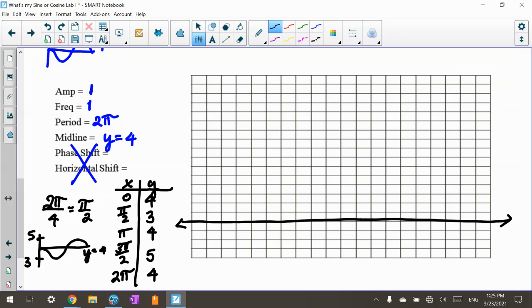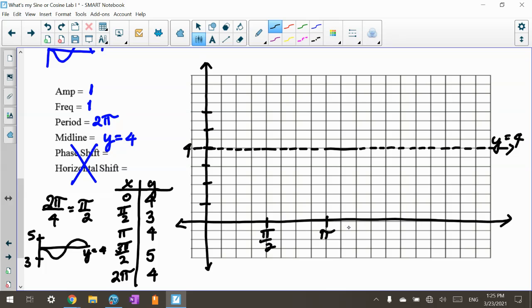So here is y equals 0. I'm going to set up this right here. All right. And I'm going to count every 2. 1, 2, 3, 4, 5, 6. So here's 1, 2, 3, 4. That is my middle, so I'm going to do a dotted line here. So that's my middle, okay? Y equals 4, okay? Now I have to count. So I got 1, 2, 3, 4 is pi over 2. 1, 2, 3, 4 is pi. 1, 2, 3, 4 is 3 pi over 2. 1, 2, 3, 4 is 2 pi.